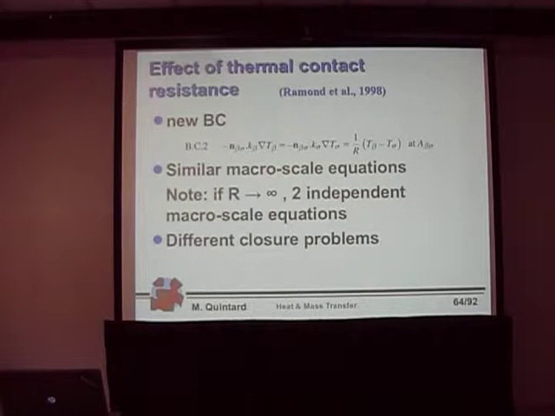So the result is that I have essentially similar macroscale equations, but with an additional ingredient in the closure problems, where I will have this contact resistance that plays a role. If you have R that goes to infinity, then basically the two equation model will give an H equal to zero, and therefore I will have two independent equations. So it's easier to have non-equilibrium situation if you have a contact resistance than if you have none, which makes sense. The resistance tends to separate the two phases in the system.